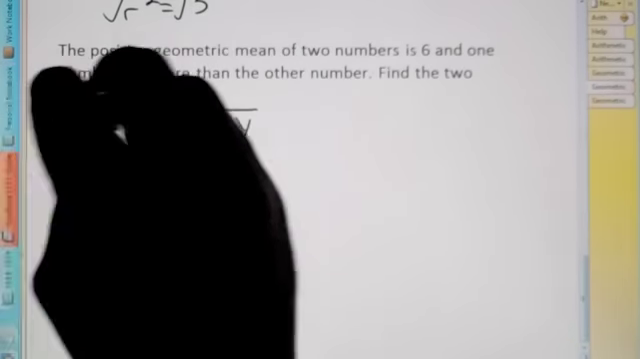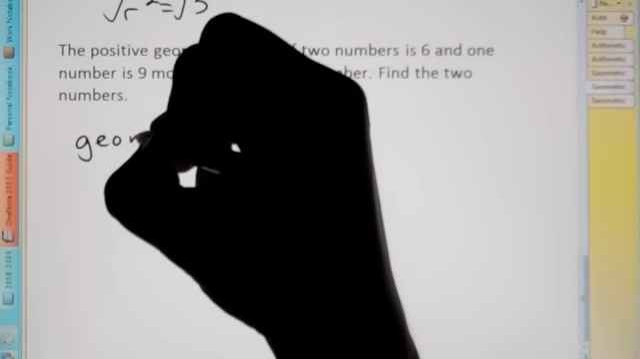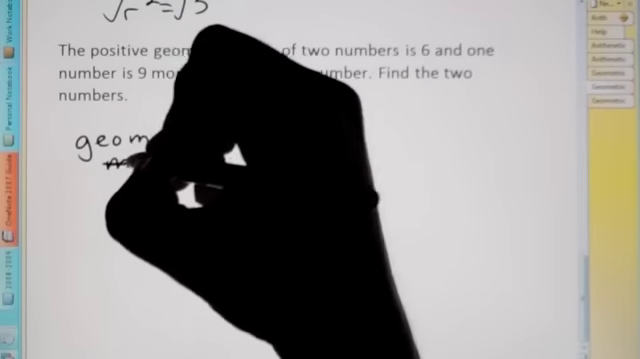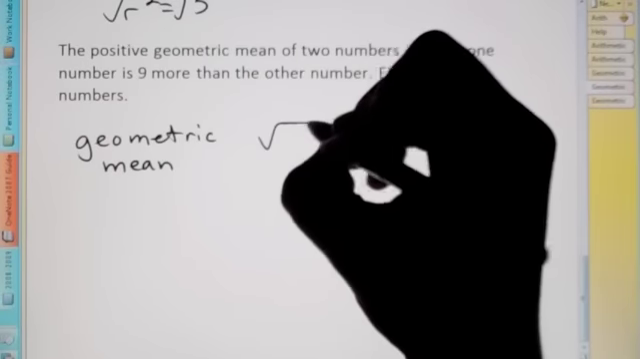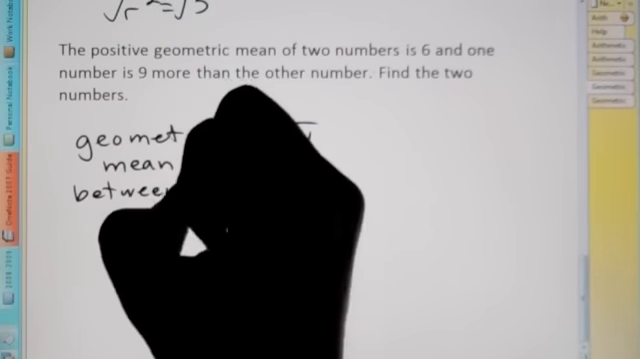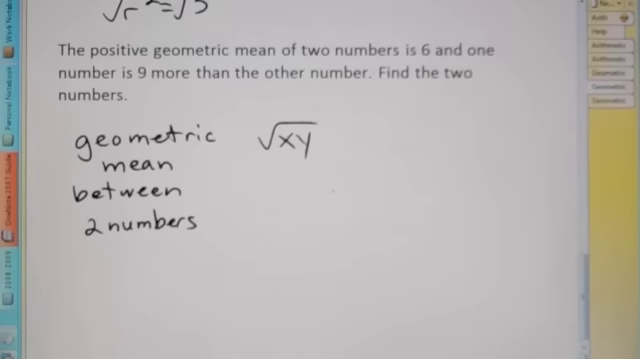So this is the geometric mean between two numbers. You're going to take x and y, the two numbers, multiply them, and then root the answer. Well, this is actually a word problem, so we're going to have to set up some equations here.